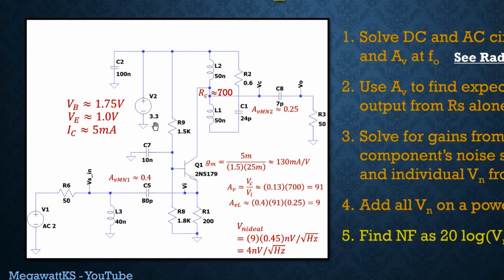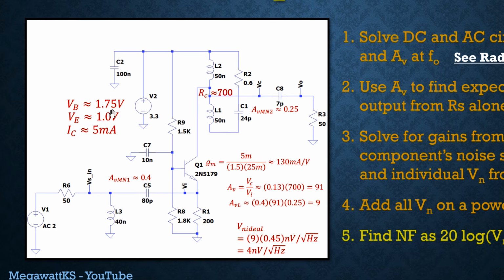This circuit runs on a 3.3 volt power supply, and it looks like it's biased with R9 and R8 at the base. So what do we do? We use the voltage divider formula to find the voltage at the base. And if I recall, that ended up being 1.8 volts DC. I've written it as 1.75 because there's some base current DC coming in here, and so that's going to drop this voltage a little bit.